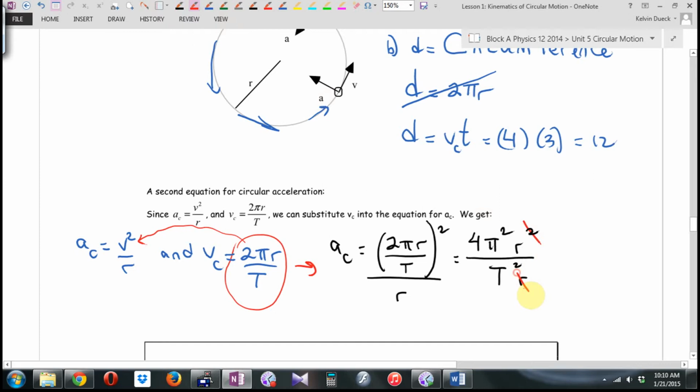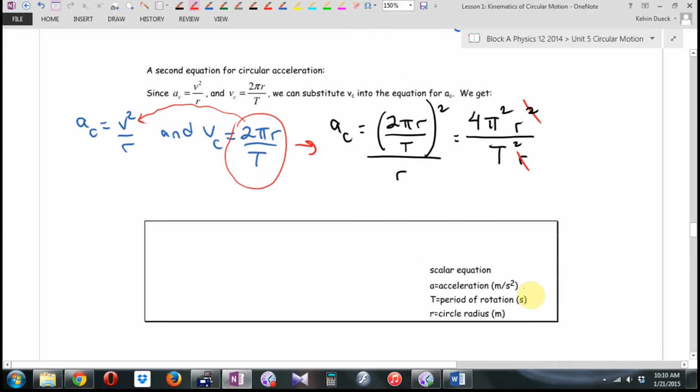This is another equation for circular acceleration. We're going to write it in the box. And it's also on your formula sheet. There are two ways to calculate circular acceleration, and it depends on what you know. It's either 4 pi squared times the radius over t squared, or it's v squared over r.